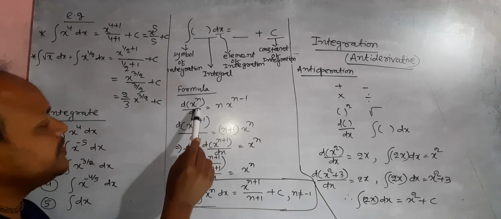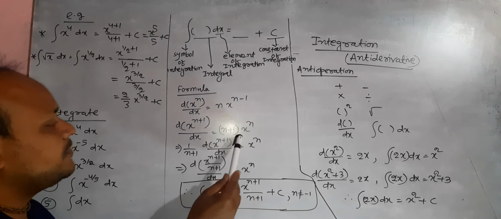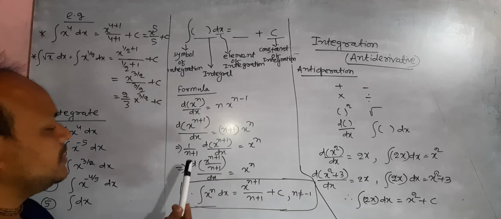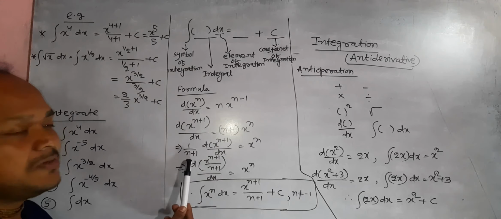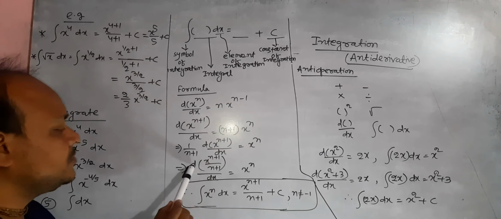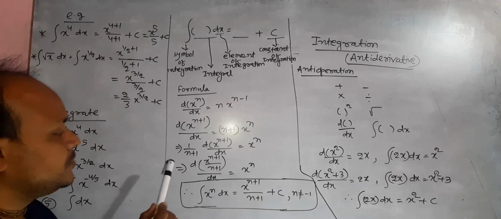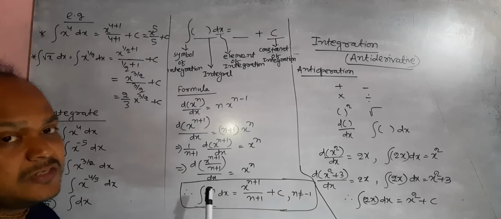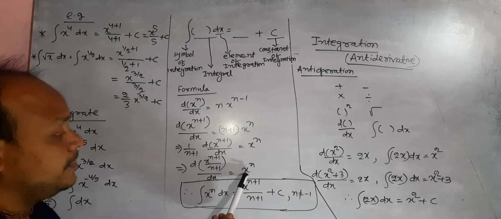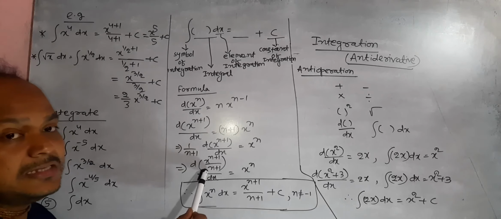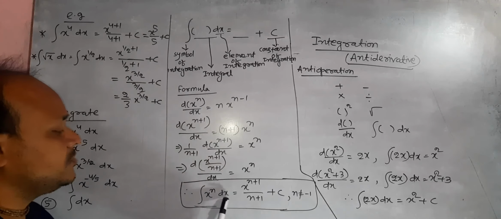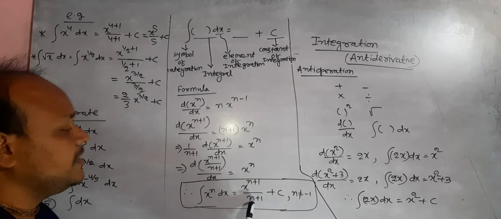So if the derivative of x to the power n is this, the derivative of x to the power n plus 1 is this. Since this is a constant, we can take out 1 by n plus 1. Since this is a constant, this can enter into the derivative also. So if we learn this line, the derivative of this thing is x to the power n. So the integration of x to the power n is x to the power n plus 1 by n plus 1 plus c.